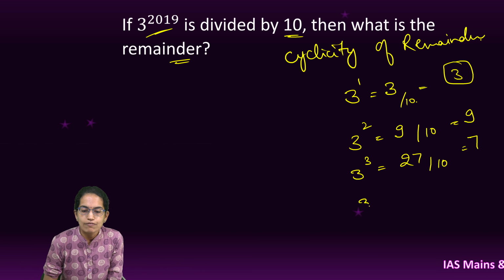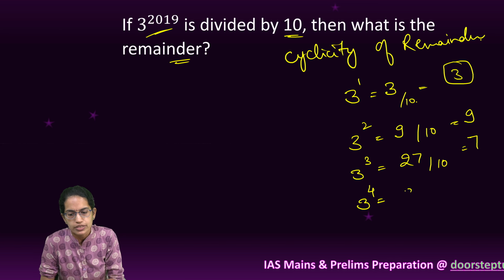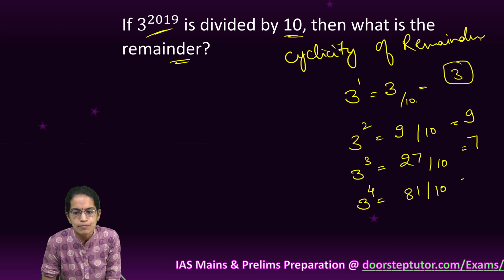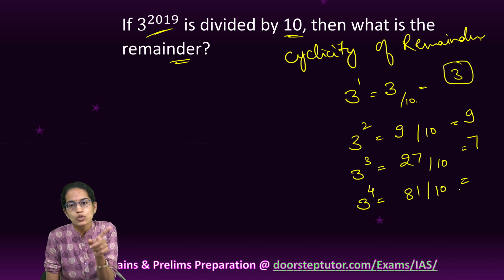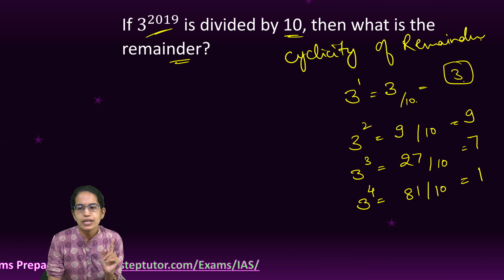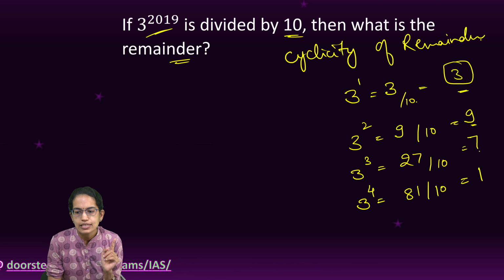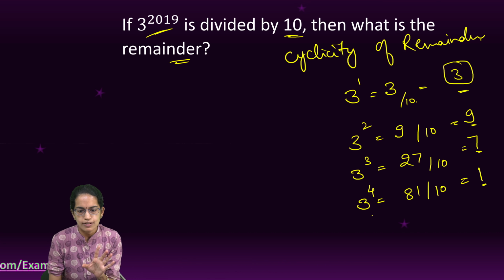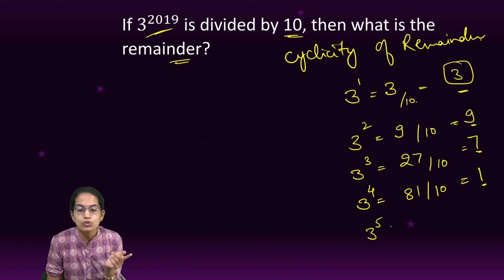Okay, then I have 3 raised to power 4. So it is 27 into 3, which is 81, divided by 10. So 10 into 8 is 80. What remains is 1. So I have remainders as 3, 9, 7 and 1. Clear? Now let me take 3 raised to power 5.